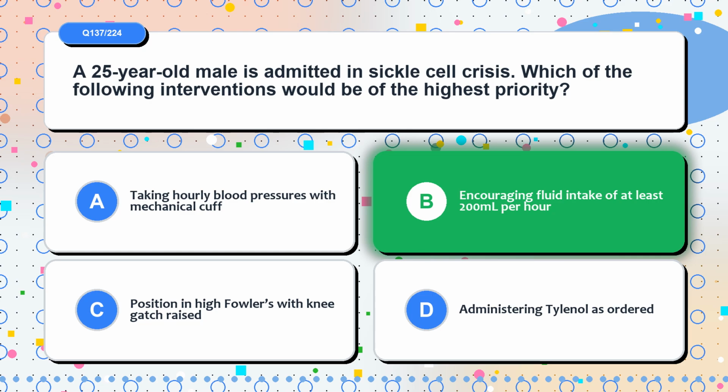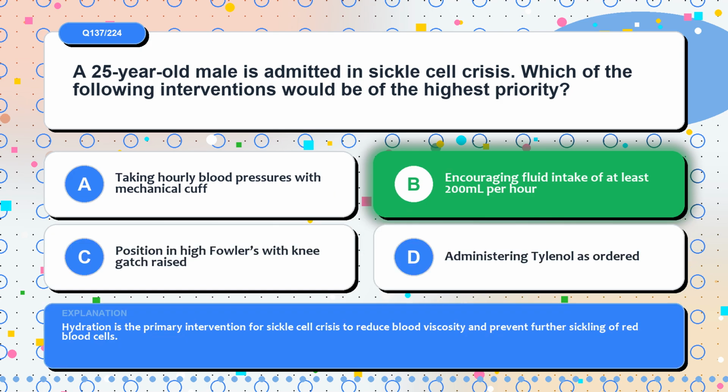The correct answer is option B. Encouraging fluid intake of at least 200 ml per hour. Hydration is the primary intervention for sickle cell crisis to reduce blood viscosity and prevent further sickling of red blood cells.